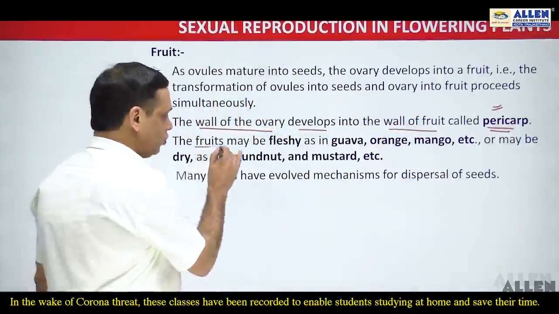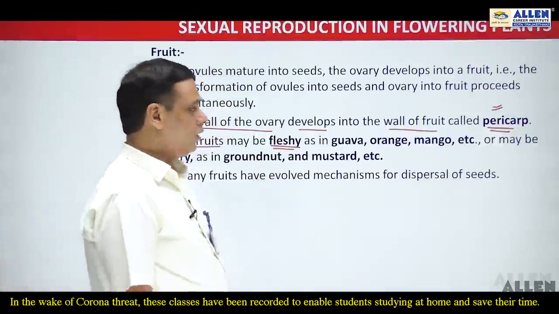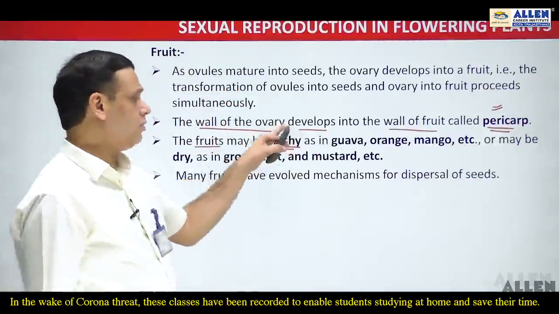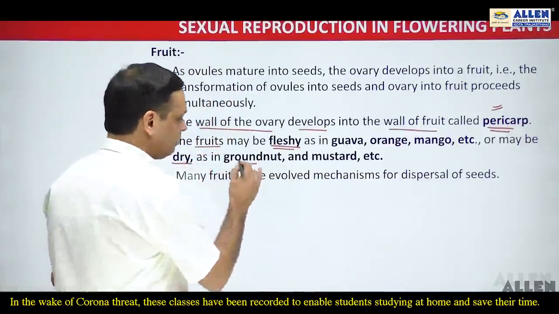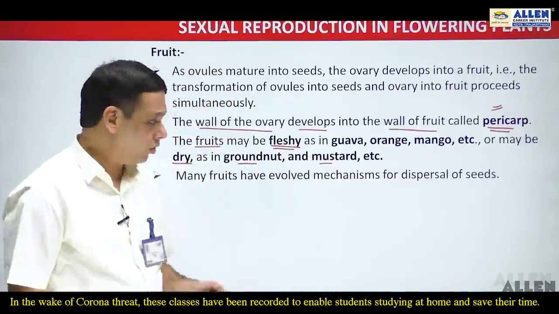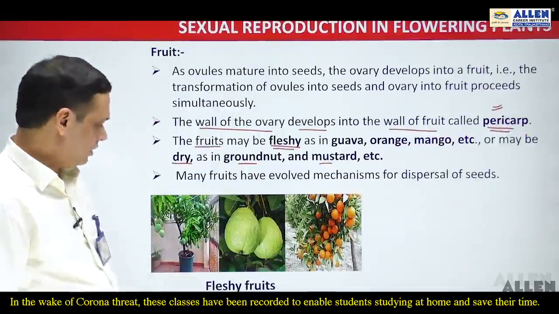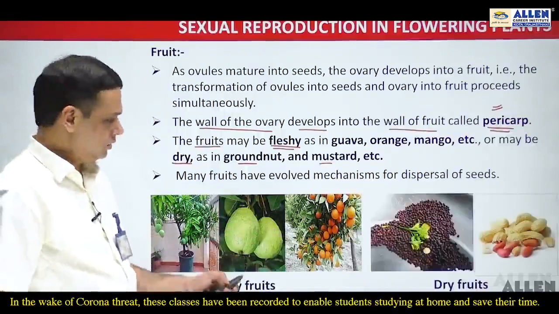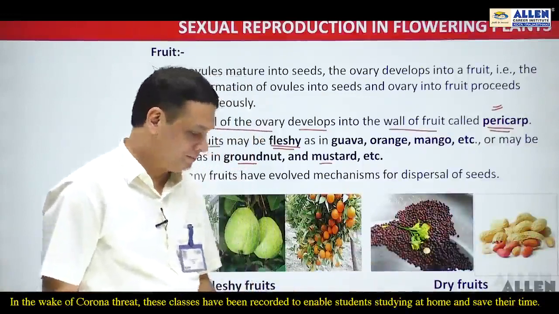Now there are certain fruits which may be fleshy in nature, for example guava, orange, mango, and there are lots of examples. Such fruits are the fleshy fruits, and there may be dry fruits also, for example groundnut and mustard. Many fruits have evolved mechanisms for the dispersal of seeds also. These are some figures of fleshy fruits: mango, guava and orange, and these are the dry fruits of mustard and groundnut.